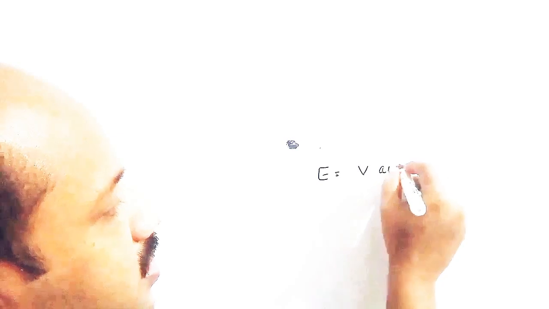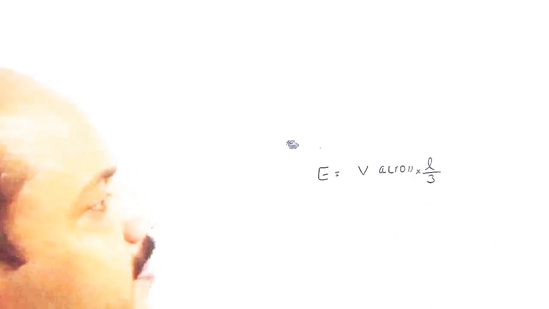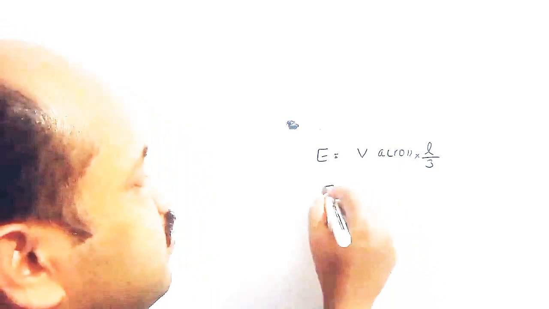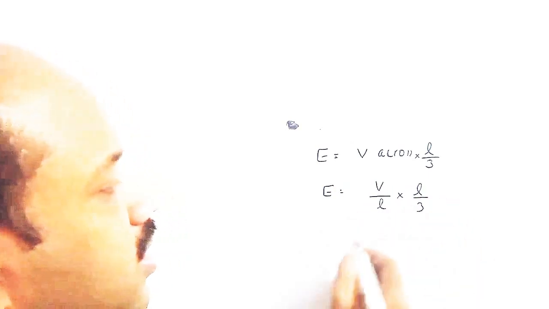Look, in the first case, EMF is equal to the voltage across L by 3. Yes. Voltage across L by 3. Right. Now, in the second case, the length of wire is increased. The length of potentiometer wire is L. As the first one, the potential difference per unit length is V by L into L by 3.